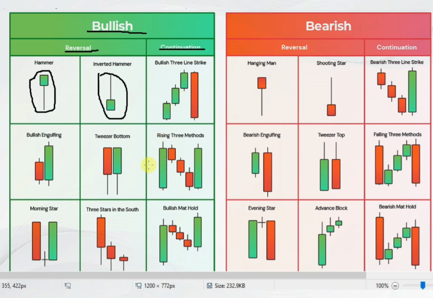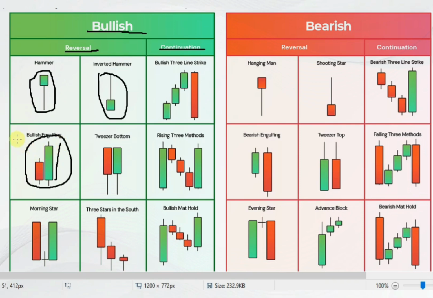It's a continuation pattern. All right, so we have the bullish engulfing, and this is also for an uptrend. This is a small candle, and the green candle is engulfing this little red candle, signifying that there are not enough sellers in the market, and the market is about to reverse back to the upside.